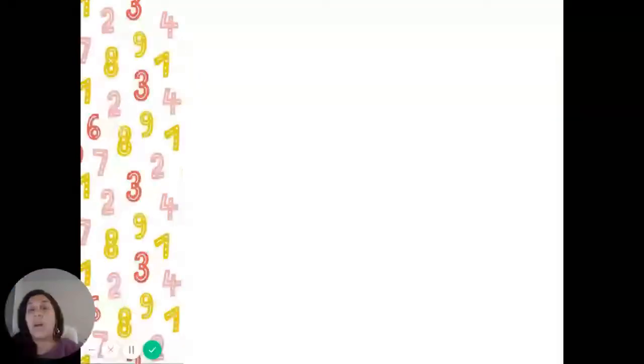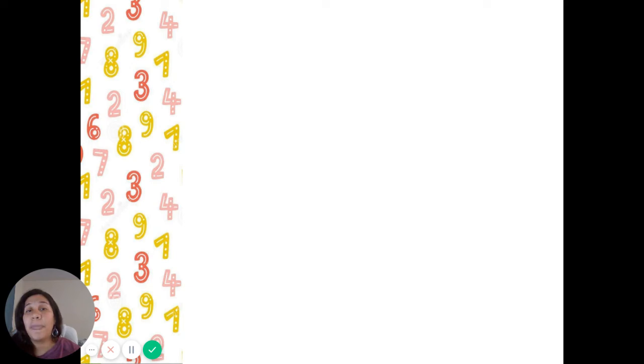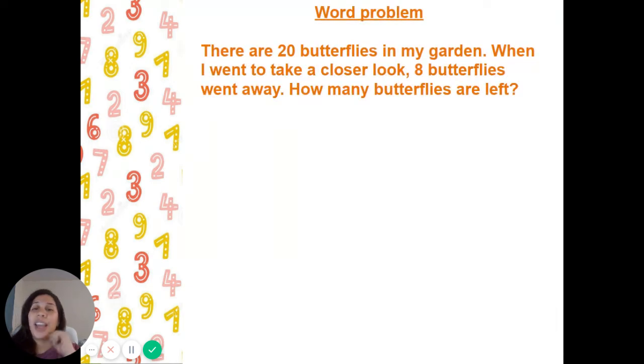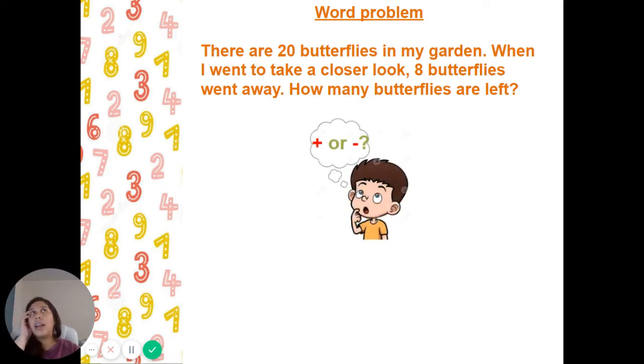Okay, a new word problem. Ready? Okay, there are 20 butterflies in my garden. When I went to take a closer look, 8 butterflies went away. How many butterflies are left? Again, the first thing I need to ask myself is, what am I going to do? What strategies am I going to use? Is this an addition problem or is this a subtraction problem?